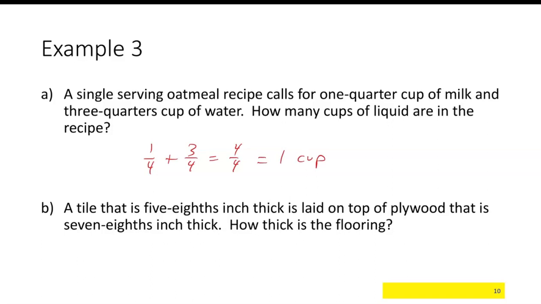A tile that is 5/8 inch thick is laid on top of a plywood that is 7/8 inch thick. How thick is the flooring? So here we have 5/8, and we're putting on top some plywood that's 7/8. So if I add the numerators, 5 + 7 is 12 over 8. I can reduce that to 3/2, or I can write that as 1 1/2. And then my units are inches. So 1 1/2 inches thick.